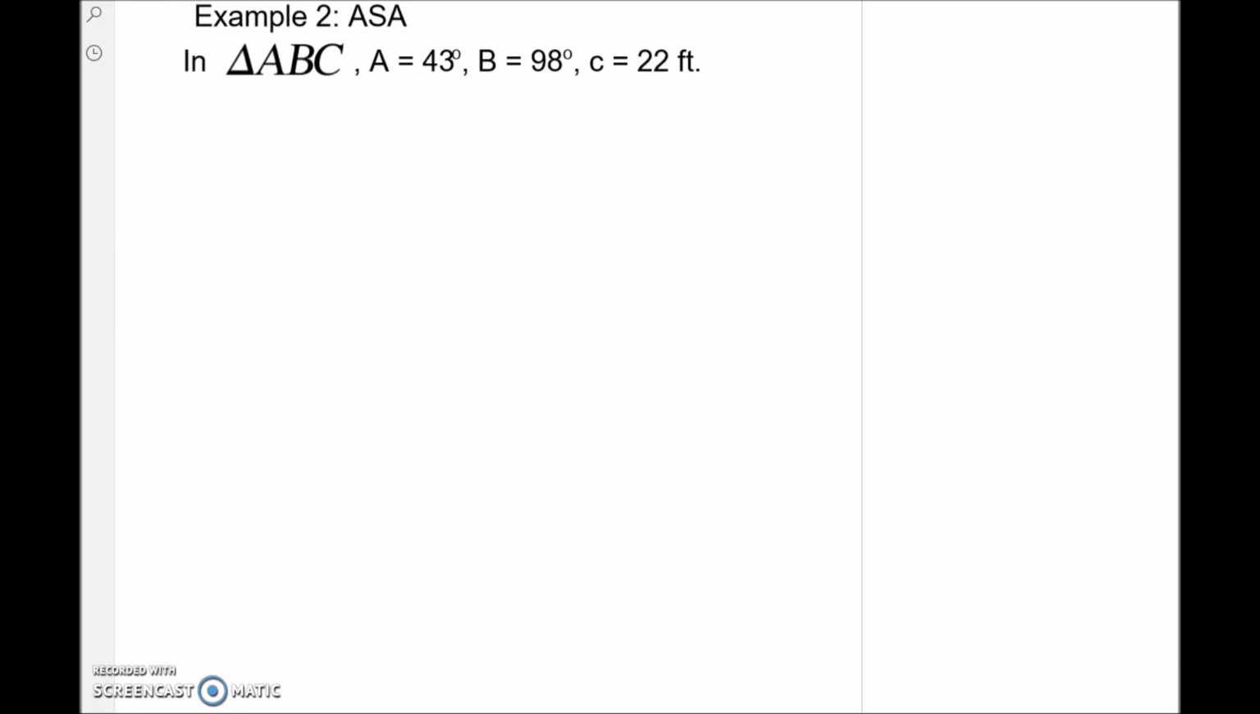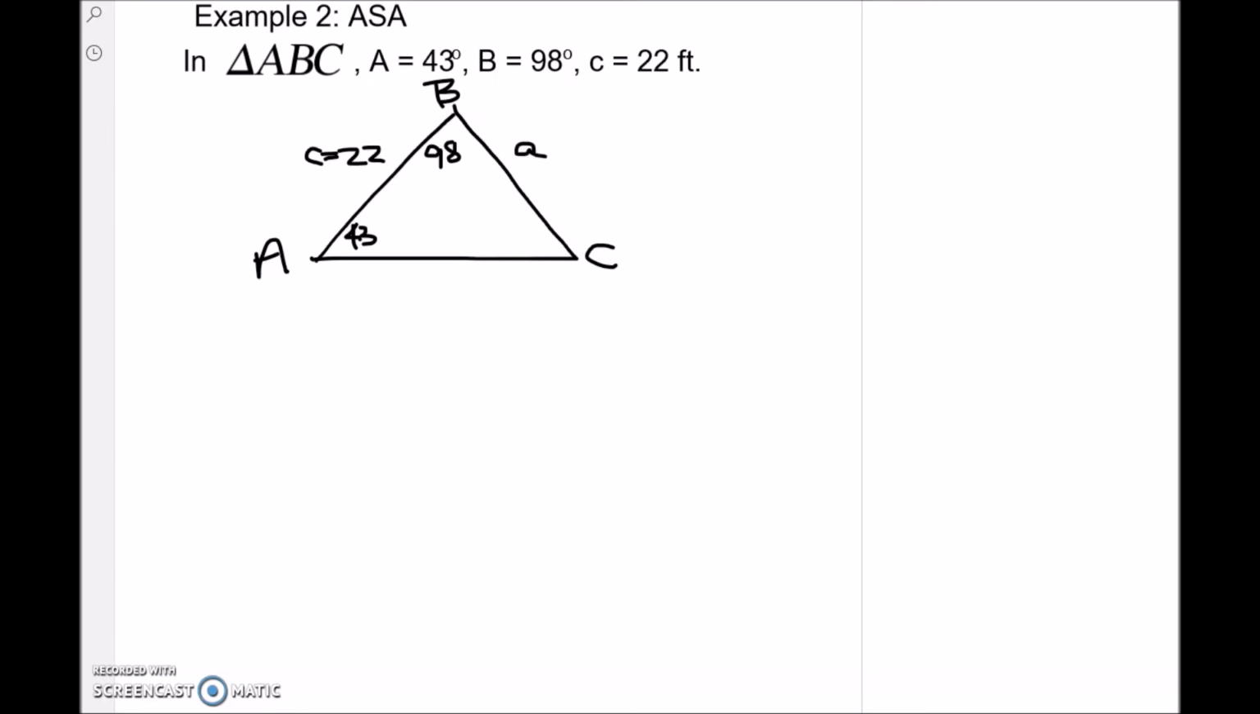This one's going to be angle, side angle. So I'm going to draw out my triangle. And of course, never draw to scale, but just want to make sure we label the positions, the sides and the angles relative to each other correctly. That's the most important thing. So in this problem, I need to solve for A, I need to solve for side B, and I need to solve for angle C. So let's go ahead and get the angle first. So 180 minus 98 minus 43 gives me 39 degrees.